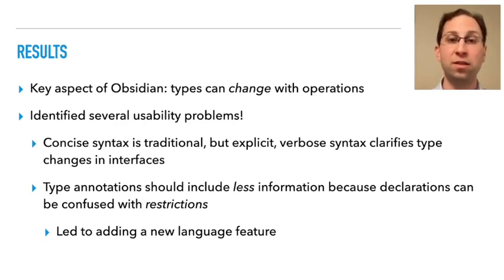The studies enabled us to identify and address a collection of usability problems. For example, although concise syntax is traditional, we found that a more explicit verbose syntax helped clarify changes in types that occur to method parameters. Also, although type annotations normally provide complete type information, we found that for local variables, they should actually be incomplete, because otherwise they could be confused with state restrictions.